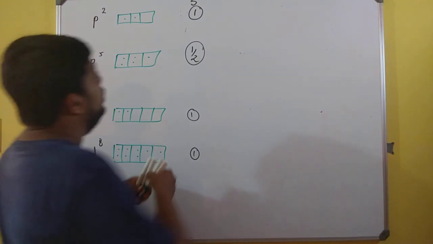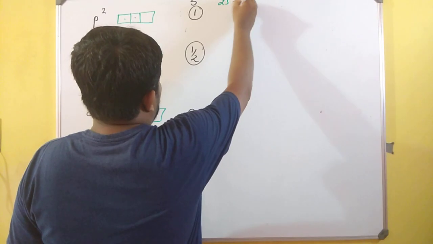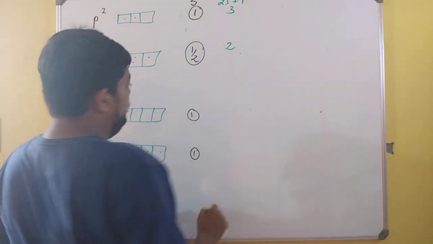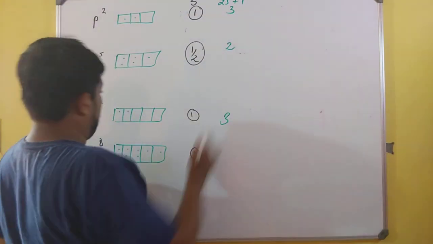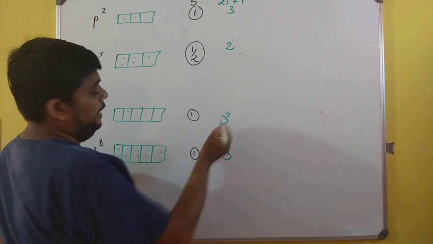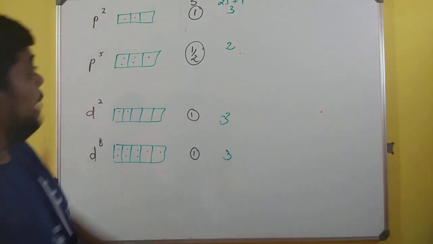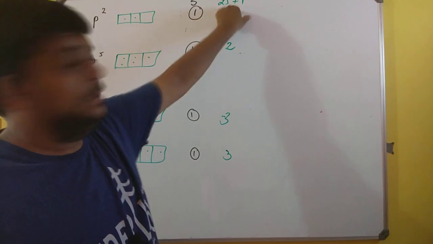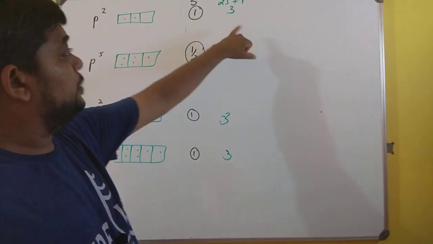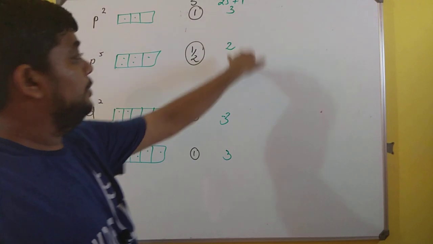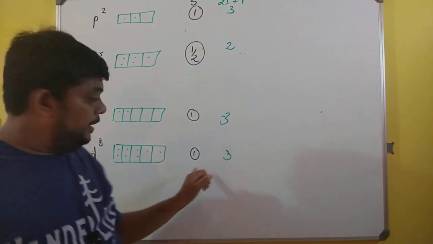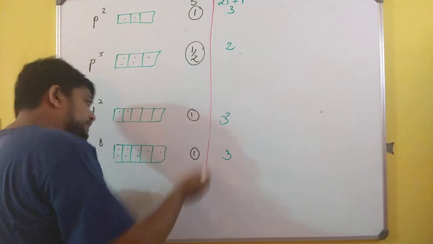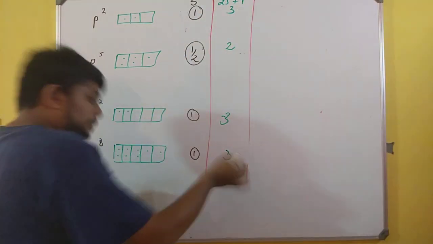So let us now go for 2S plus 1. So over here I'll end up with 3. Over here I'll end up with 2. Over here again I'll end up with 3. And similarly over here I'll end up with 3. What am I doing? I'm just placing this S values over here. So 2 into 1 plus 1, 3. 2 into 1/2 plus 1. So 1/2, 2 will get cancelled. 1 plus 1, 2. Over here again it is 3, and over here again it is 3. So this is just the value of S and the values of 2S plus 1.